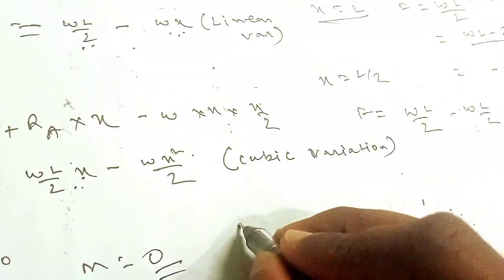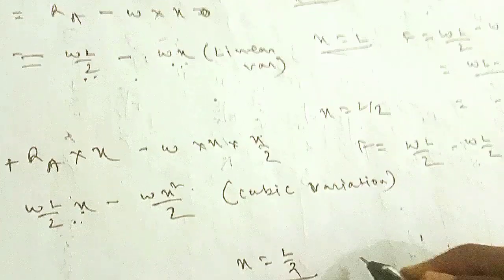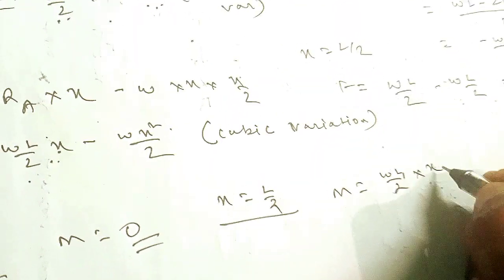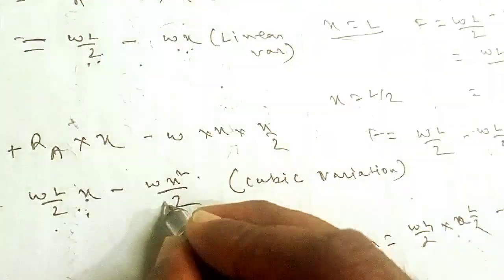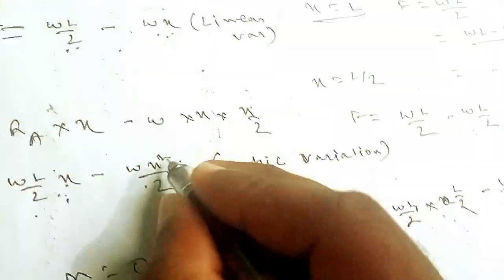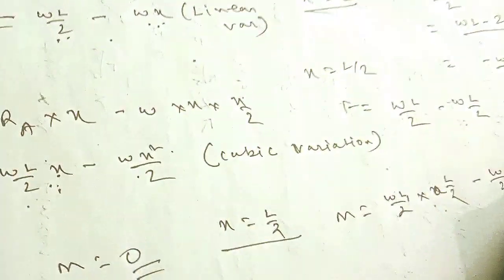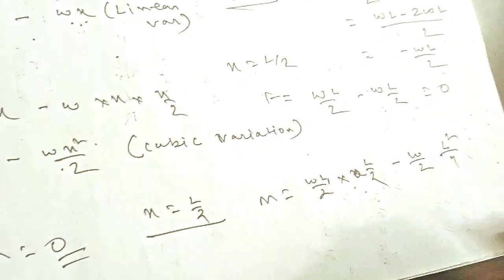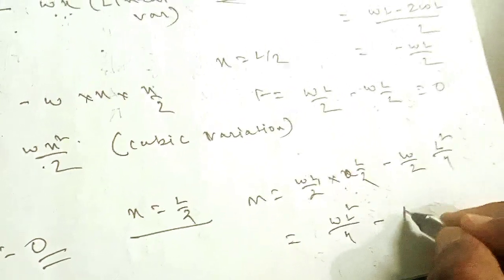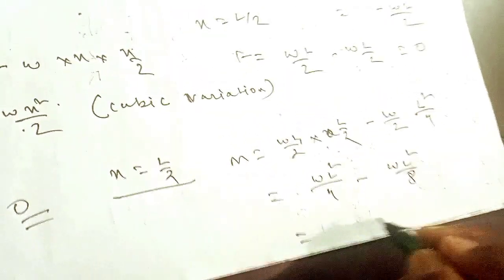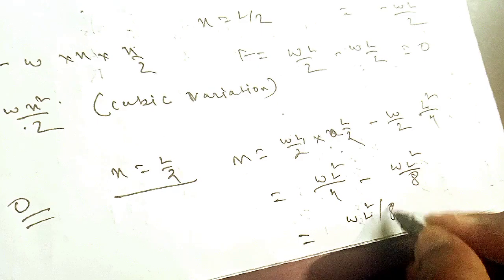So I have to find the mid moment again. Let's find the mid moment at x equal to L by 2. For x equal to L by 2, what will the moment be? See, WL by 2 into, in place of x, I will be putting L by 2, minus W by 2 into, in place of x, L by 2. So L by 2 whole square, that means L square divided by 4. If you solve this, it is WL square by 4 minus WL square by 8. If you solve this, you will get the value WL square divided by 8.